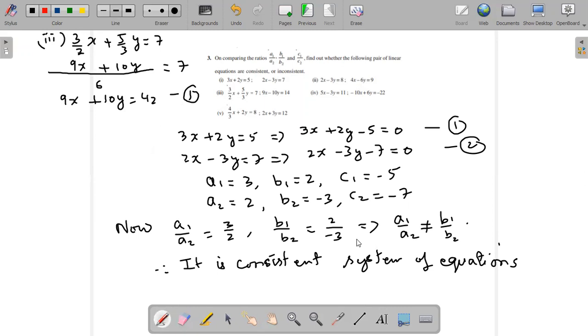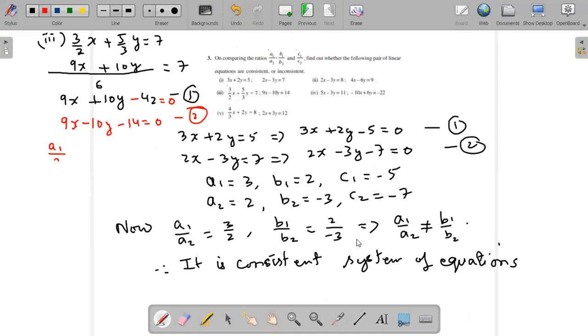Then equation number 2 is already given to us as 9x minus 10y is equal to 14. So 42 you have to take to the left side: 9x plus 10y minus 42 is equal to 0. And here 14 is taken to the left hand side: 9x minus 10y minus 14 is equal to 0. Equation number 2. Now check the condition.